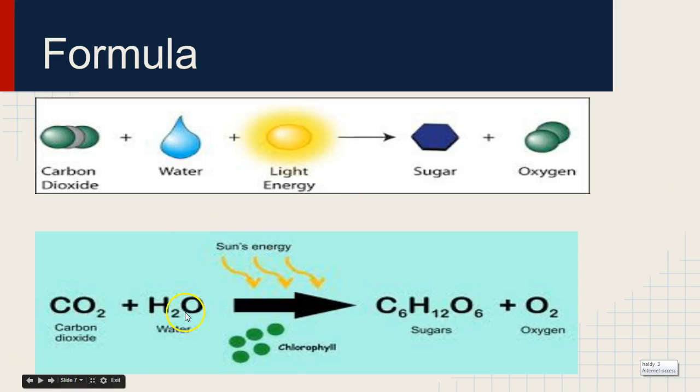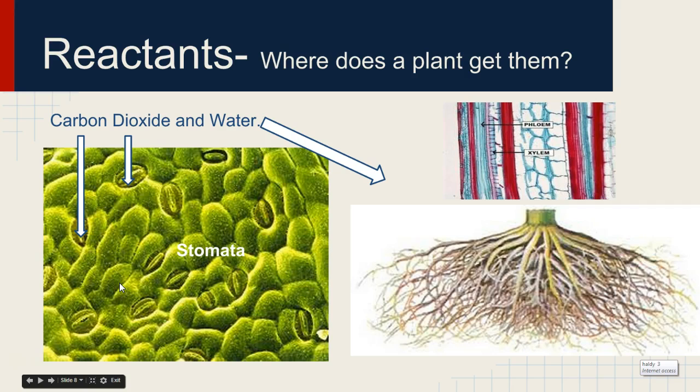Okay, so the reactants, CO2 and H2O, now it needs to get those things. So where does a plant get its reactants? Well, the carbon dioxide, which is one of the reactants, comes through these little holes. This is a zoomed in picture of a leaf. These little holes are called stomata, and the carbon dioxide just goes right in there from the air through these little holes into the cells of the leaf.